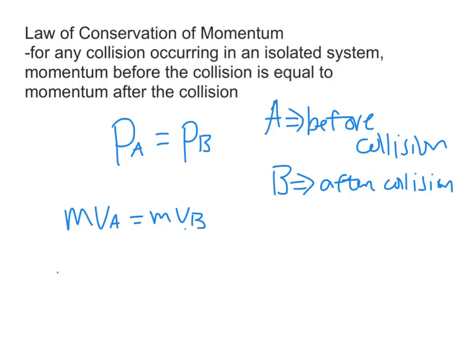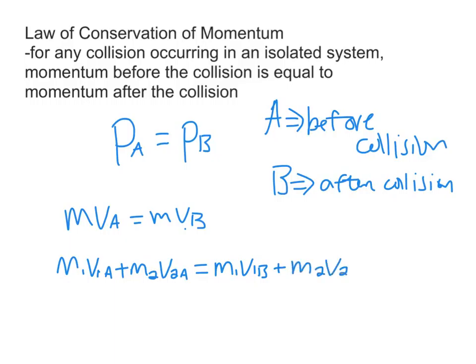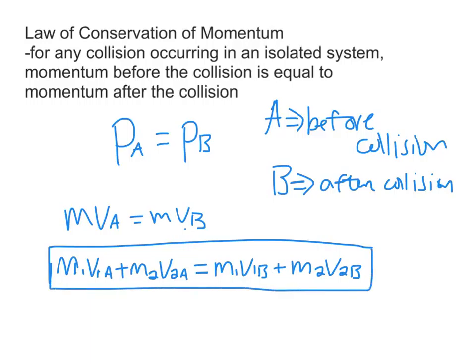So mass of object 1 times the velocity of object 1 before the collision plus mass of object 2 times velocity of object 2 before the collision equals mass of object 1 times velocity of object 1 after the collision plus mass of object 2 times velocity of object 2 after the collision. So m1v1a plus m2v2a equals m1v1b plus m2v2b.